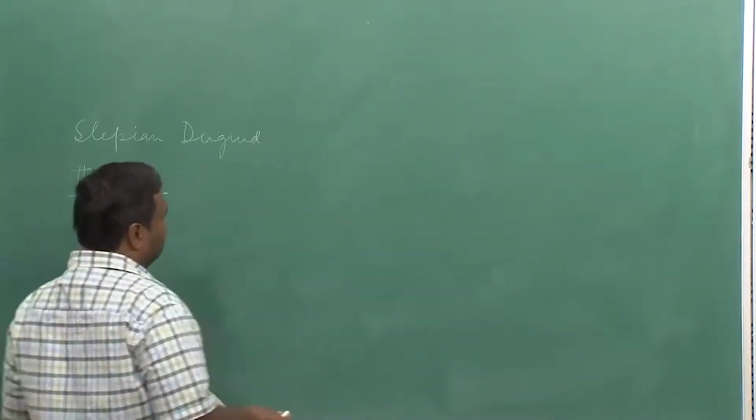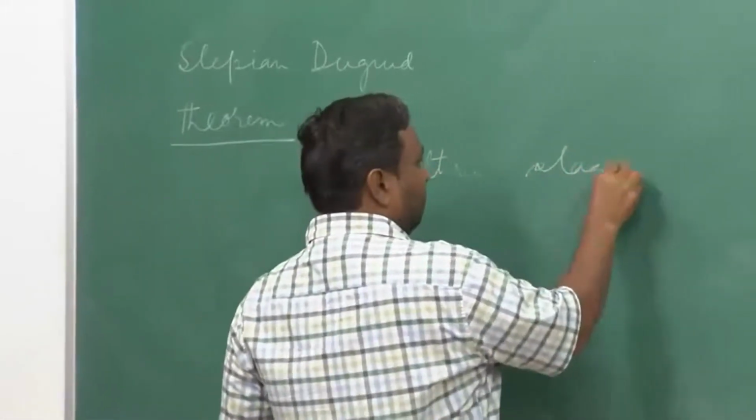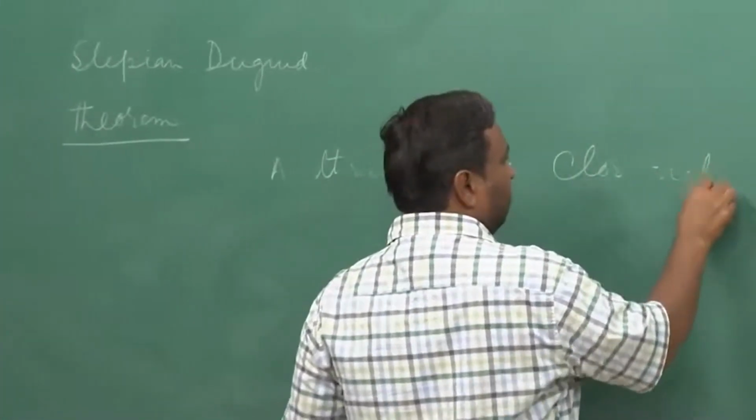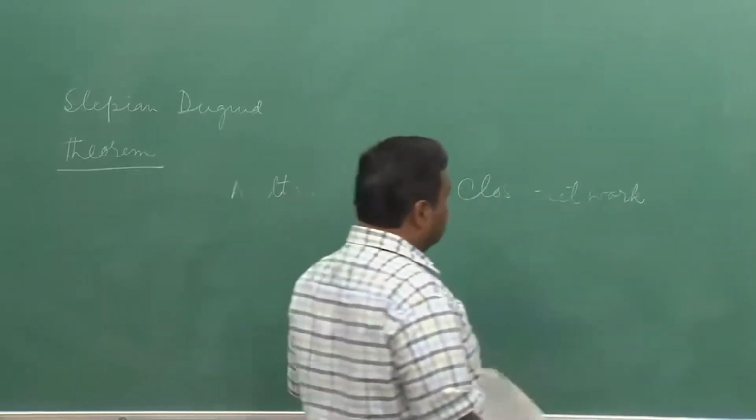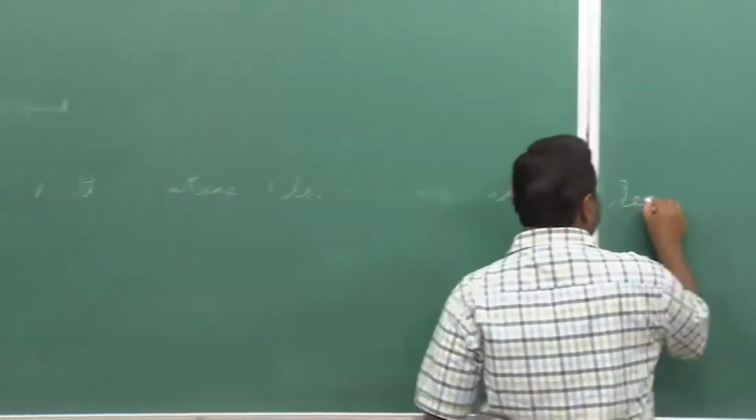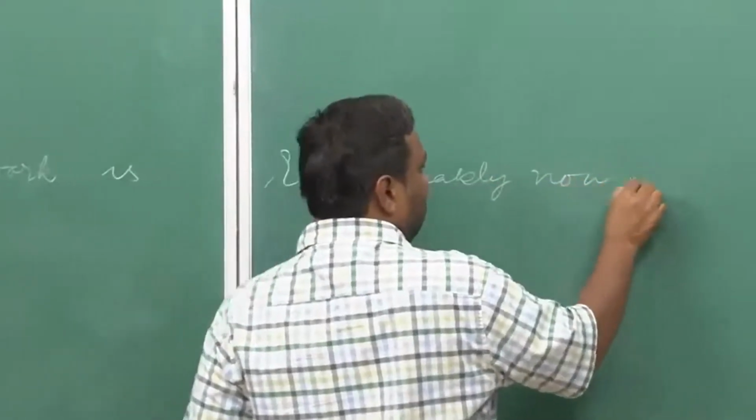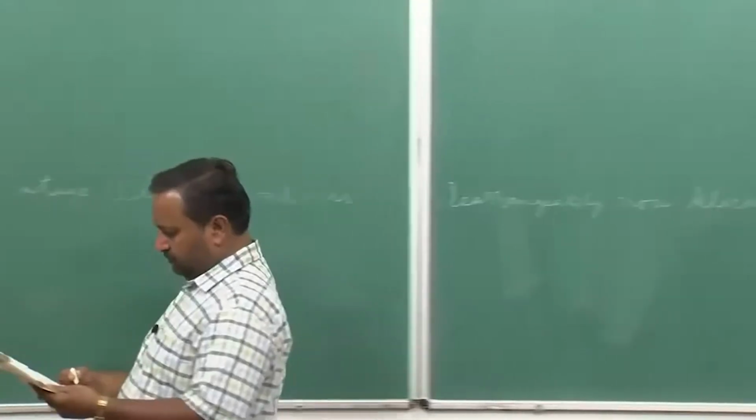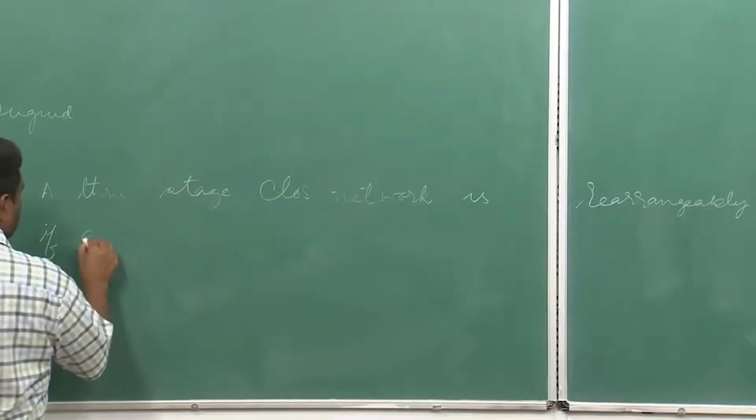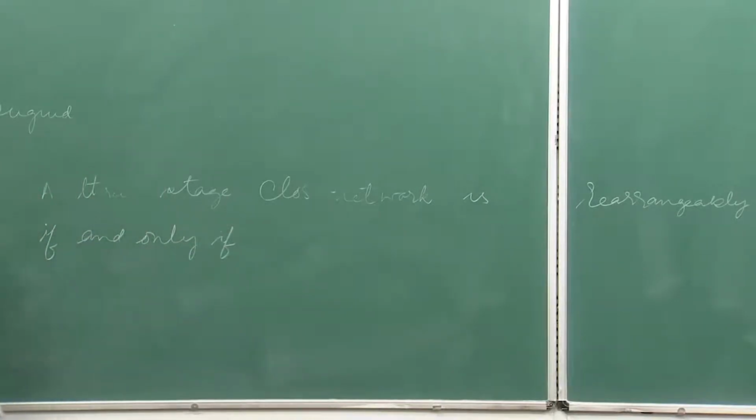So, this theorem states that a 3-stage Clos network is rearrangeably non-blocking if and only if. So, this is a necessary as well as a sufficient condition for a rearrangeably non-blocking switch.